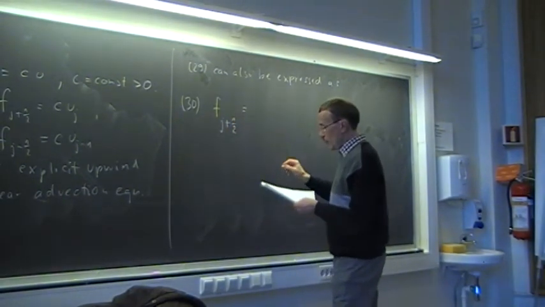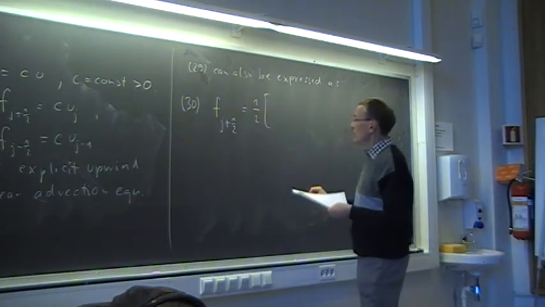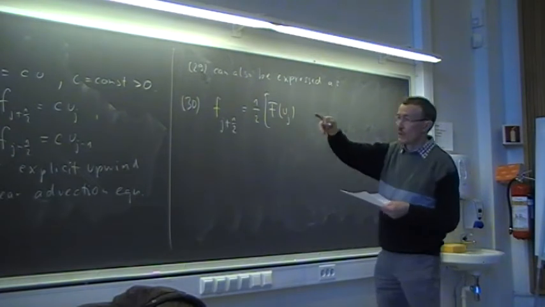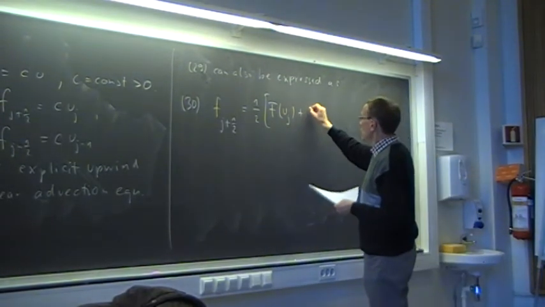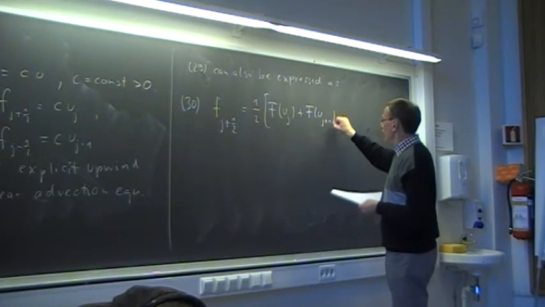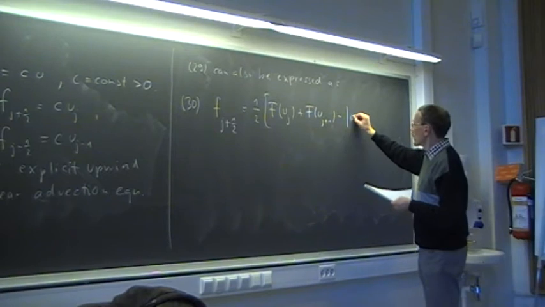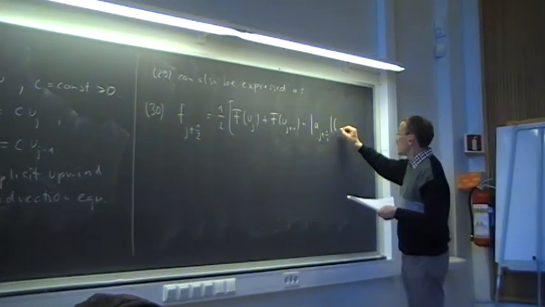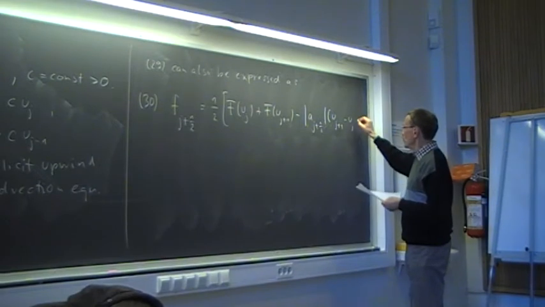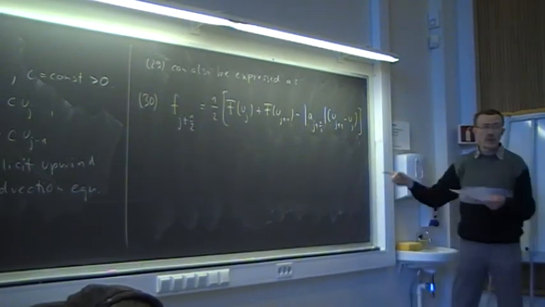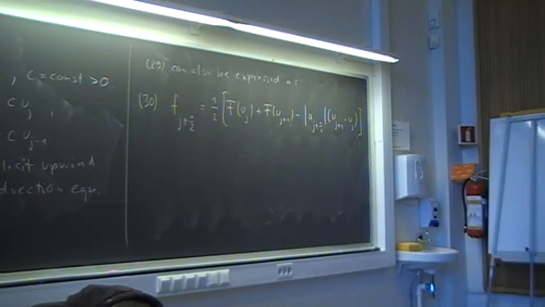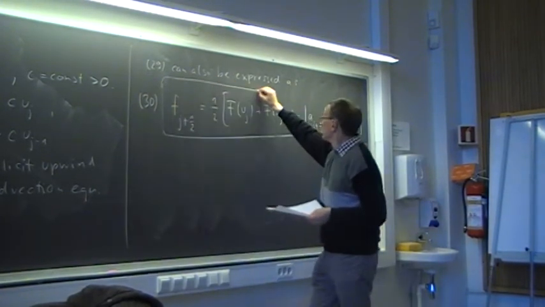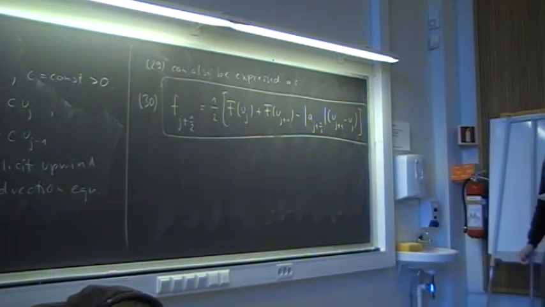I claim we can take the following. We take 1/2 of the flux function of our conservation law, f at u j, and f of u j plus 1. And we subtract the modulus of the characteristic speed in the way we just discussed before, times the jump in u, u j plus 1 minus u j. So I claim that this and the form we have on the left are identical. See that?